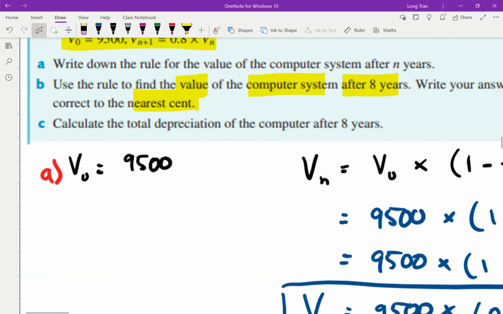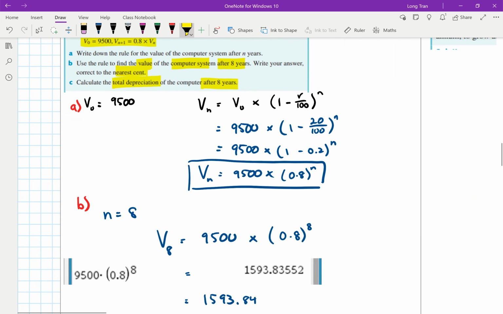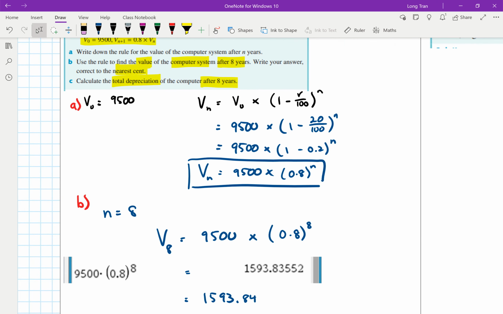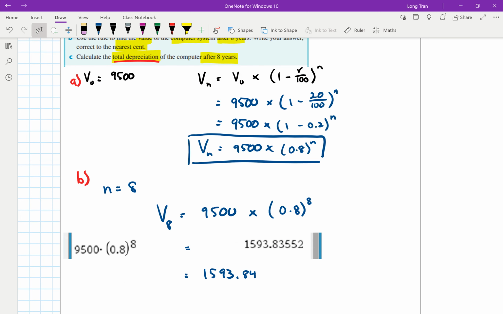Part C says calculate the total depreciation of the computer after 8 years. So be careful when you're reading these questions. It matters what you're looking for. Are you looking for the interest? Are you looking for the value? In this case, when they say total depreciation, what does that mean? What are they asking? The amount that it decreased by. Okay, so after 8 years, I know what the value is, but how much did I lose? I started off with $9,500 and then I ended up at $1,593. I want to know how much I've lost.